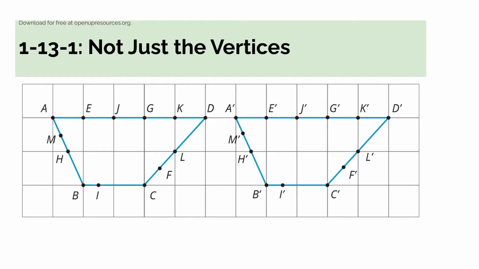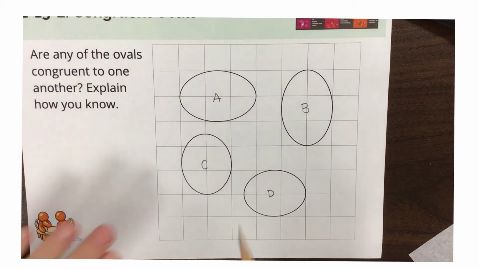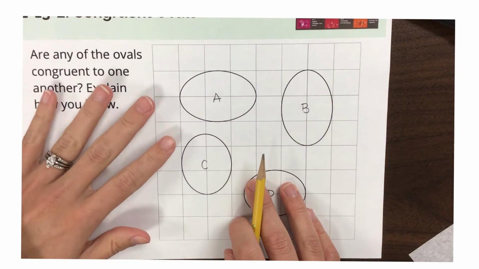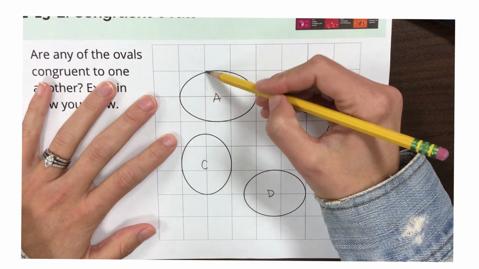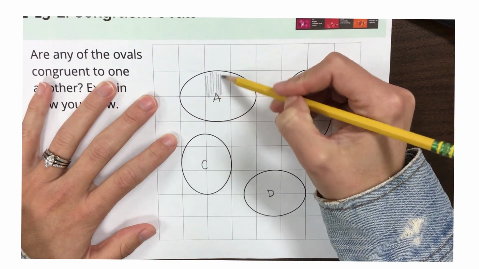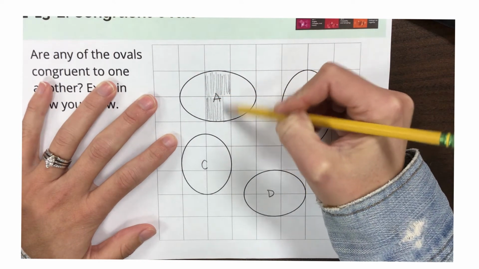Here's another example of what your figures might look like with the pre-image coordinates and the image coordinates and their distances. We're trying to determine if any of these ovals are congruent to one another, and then we're going to explain our reasoning. We're going to try and do this without using any form of patty paper. So what we're going to look at is how much space they take up, because remember that if they take up the same space, then they're congruent objects.